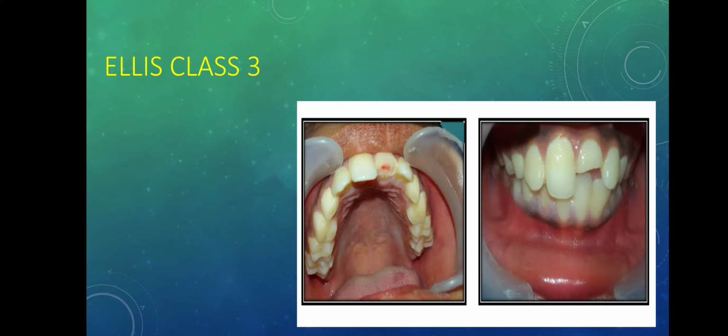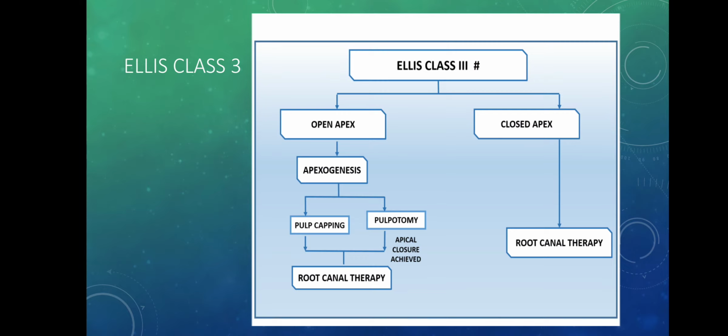So in Ellis class 3, you have the pulp that is involved, and the treatment would depend on whether the tooth has an open apex or closed apex. Open apex means that the root is not mature and is still forming, and closed apex means that the root is mature and has been formed completely. Now keep in mind that open apex has a better prognosis than closed apex.